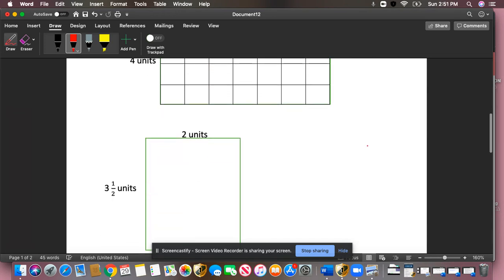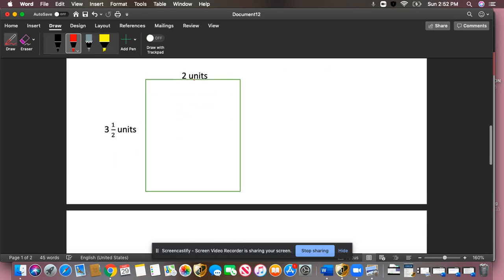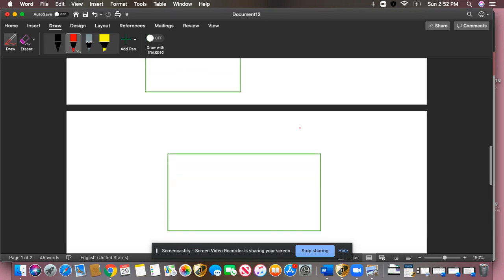Now it changes a little bit when you're tiling a side length that has a fractional part. So for example, this is 3.5 units. So for this one, we're doing 2 units by 3.5 units. We're going to tile it and then find the area that way. I know a lot of you might look at this and say, all I'm doing is 2 times 3.5 units. You can already look at that and know. However, we need to be able to model our thinking as well.